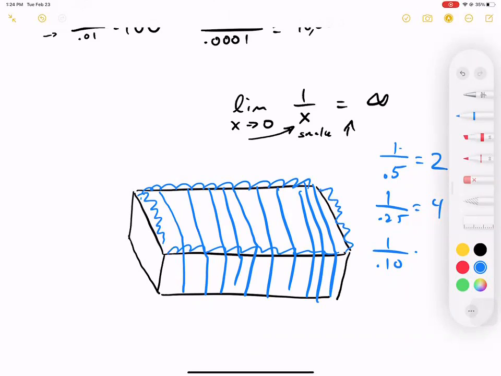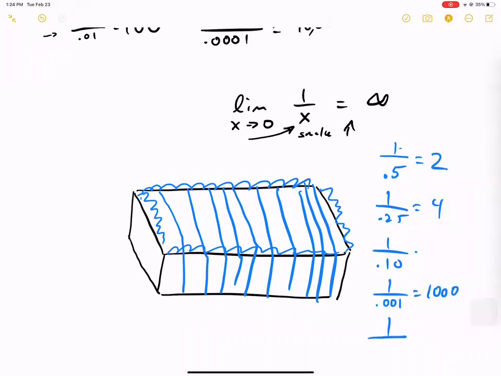Anyone ever have a big quinceañera and you guys had a big cake that you had to cut up? If you have a lot of people, either you have a super huge cake, or everyone gets a small tiny slice. So the idea is, if I ask you for a 1,000th of a slice, you can give 1,000 slices.